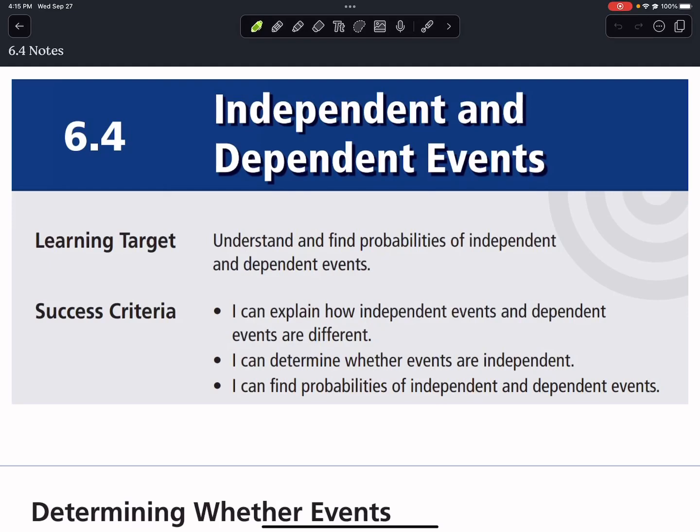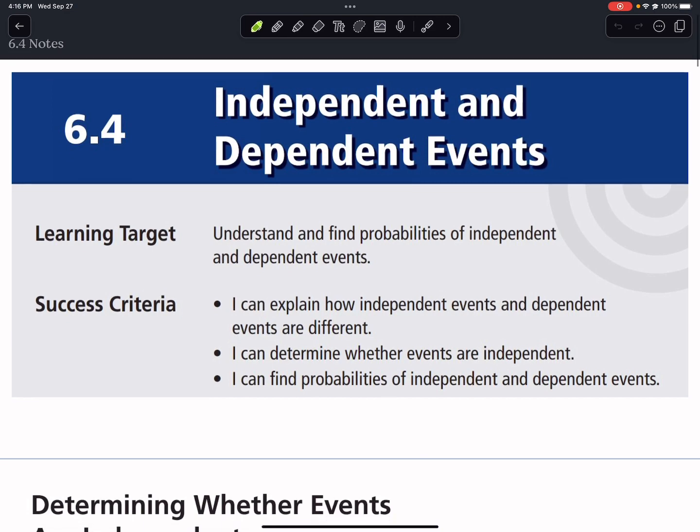6.4 is over independent and dependent events. So the learning target for this lesson is to understand and find probabilities of independent and dependent events. By doing that, you're going to explain how independent and dependent events are different. You can determine if they're independent, and then find the probabilities of those events.